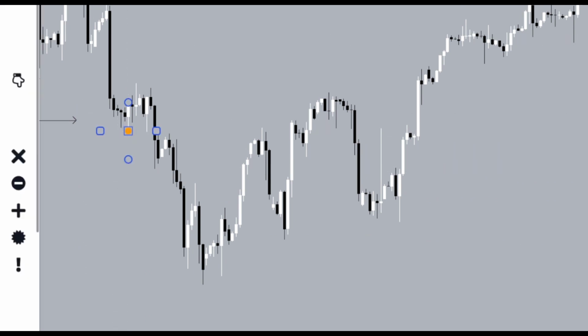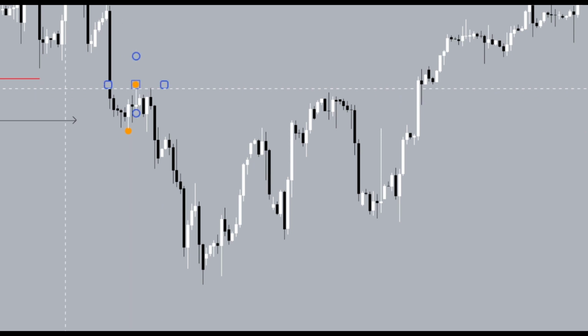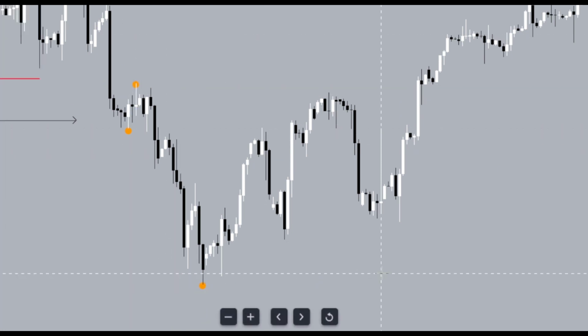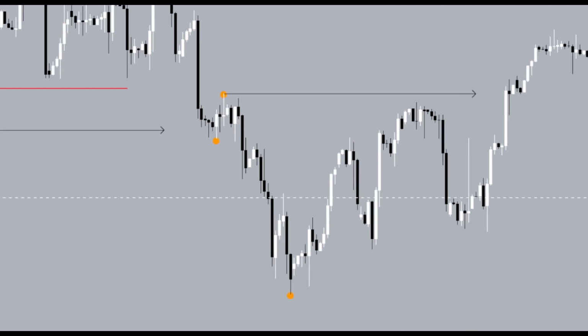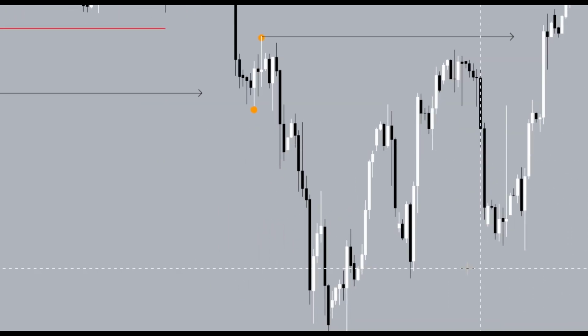We see a structural low, we see a structural high, we see now a structural low over here. And now from here again, we see a break of structure to the upside. So this now becomes our break of structure to the upside. A couple of things to understand from here from a supply and demand perspective.